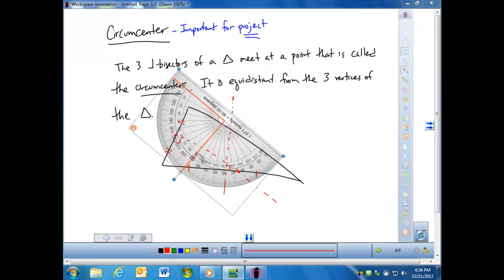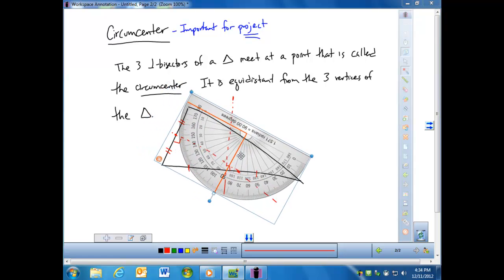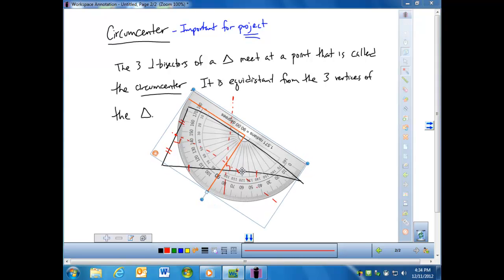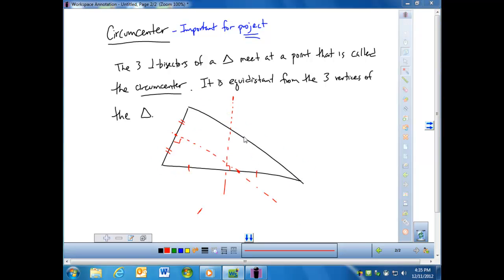Now I'm going to go ahead and put the third perpendicular bisector in. Again, I am not being very accurate right now, but for sake of time, I am just trying to get this last perpendicular bisector in the right spot. If I have done it correctly, I can go ahead and connect these up, and ooh, that was really ugly, but you'll get the idea. Those three perpendicular bisectors all meet right there, and that dark red spot is referred to as the circumcenter.